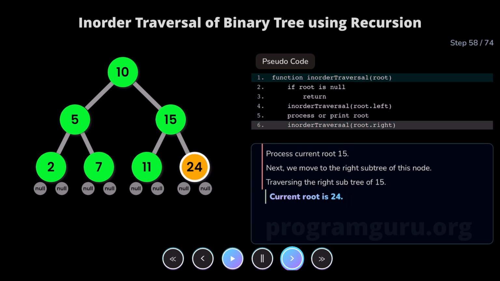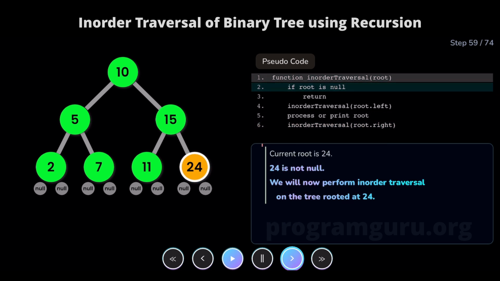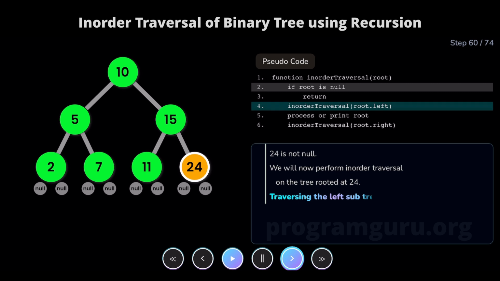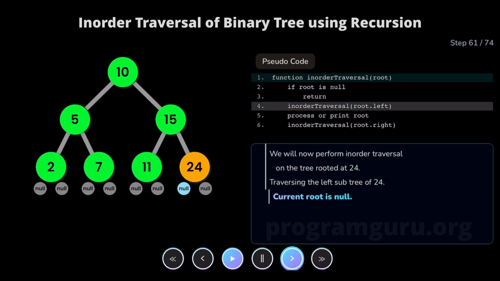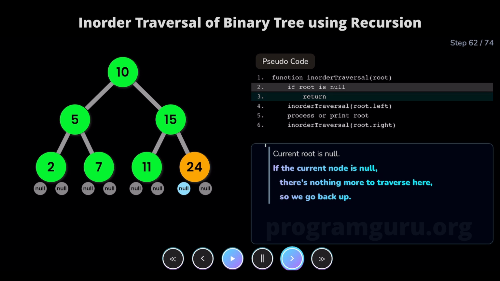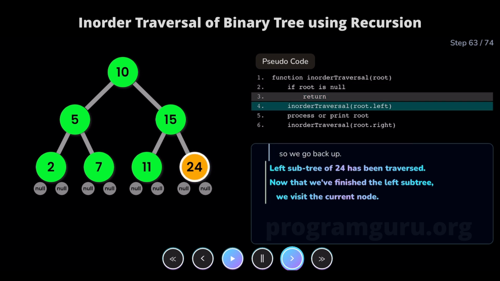Current root is 24. 24 is not null. We will now perform in-order traversal on the tree rooted at 24, traversing the left subtree of 24. Current root is null. If the current node is null, there's nothing more to traverse here, so we go back up. Left subtree of 24 has been traversed.